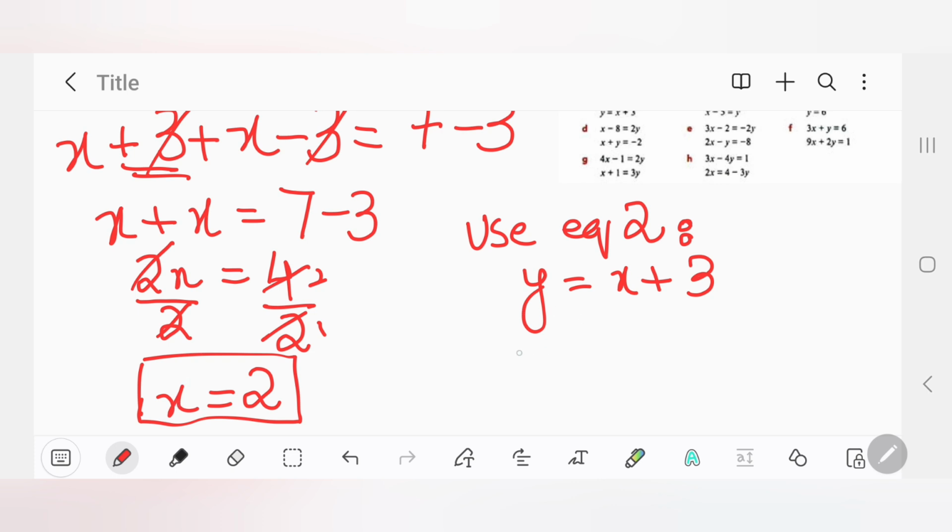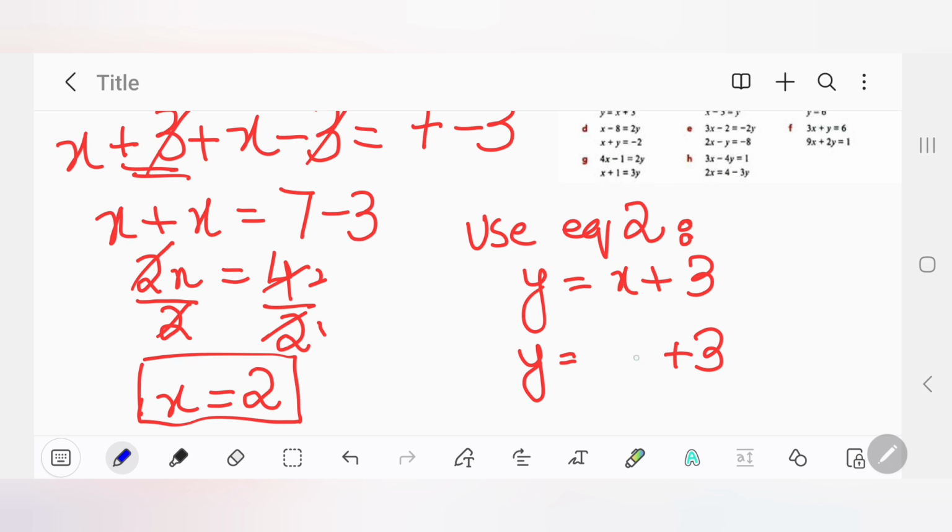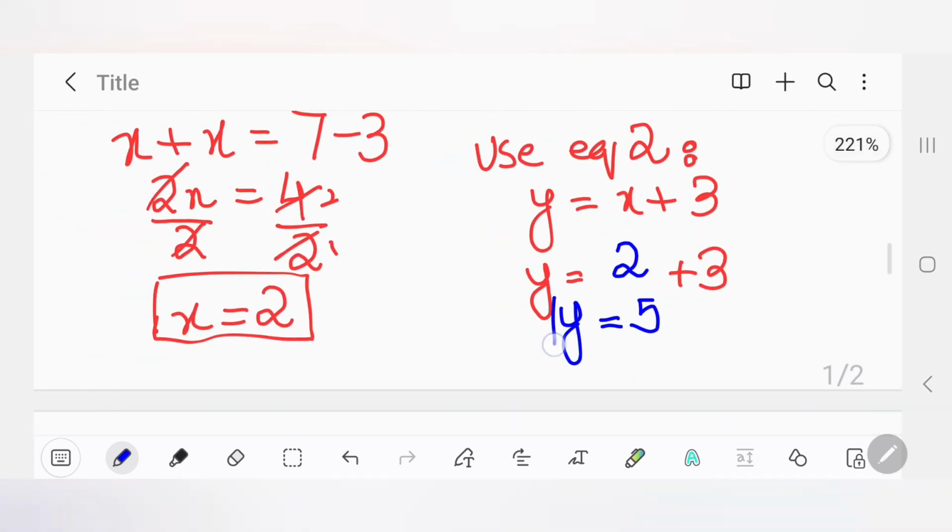and I will substitute the value of 2 in this equation. To do this, I will write y equals, and then in place of the x I will put 2, and other things will remain as they are. So you can see I put y equals 2 plus 3, and when you add 2 plus 3, your answer is very simple: y equals 5, and that's it. You are done with the solution of the very first question. x equals 2 and y equals 5 is the solution.